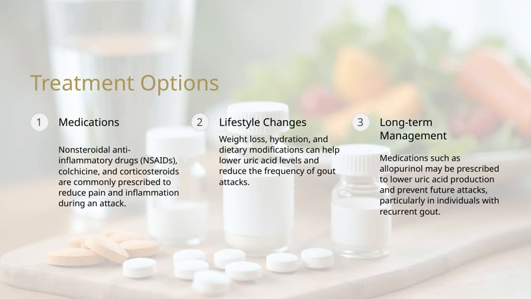In the long term, medications like allopurinol may be prescribed, especially for those who experience recurrent gout. These work by lowering uric acid production, helping to prevent future attacks and manage the condition more effectively over time. Connecting this to our overall theme, effective management often combines immediate symptom relief with strategies that target the root causes, promoting better quality of life and reducing the risk of future episodes.